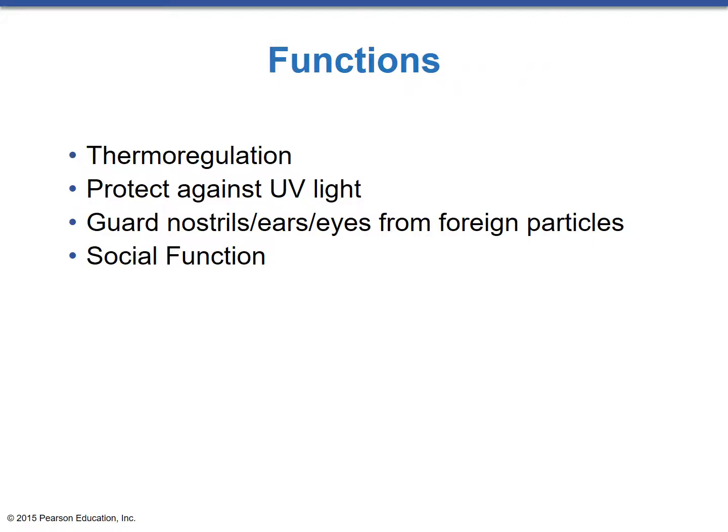Some of the functions of hair are thermoregulation, protecting against UV light, guarding the nostrils, ears, and eyes from foreign particles and insects, and then social function for mate attraction, aggression, etc. Hair color itself is dependent upon the structure of the hair, thick, thin, etc., and variations in pigments produced by the melanocytes in the hair matrix. There are different forms of melanin that can cause dark brown or light brown, red, etc. Hair is mostly determined by genetics, but hormonal and environmental factors can also change hair color and condition.